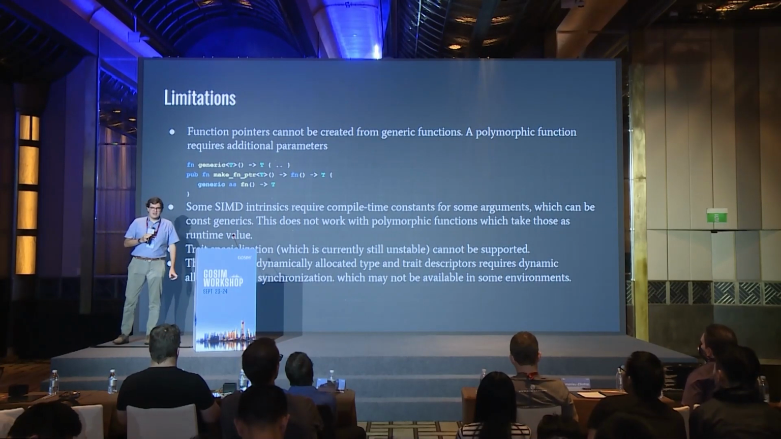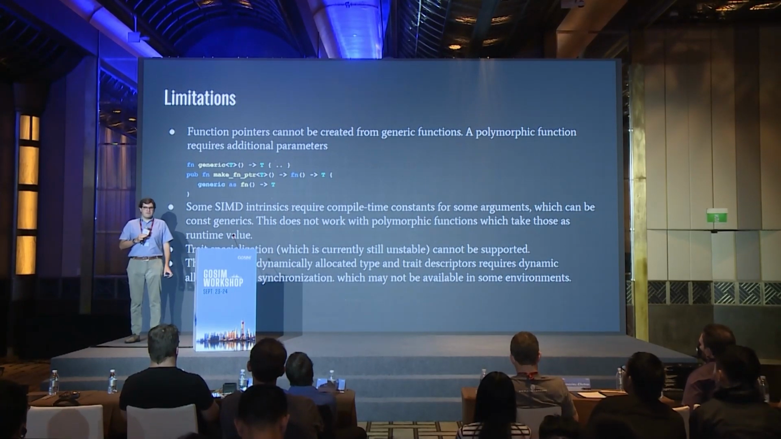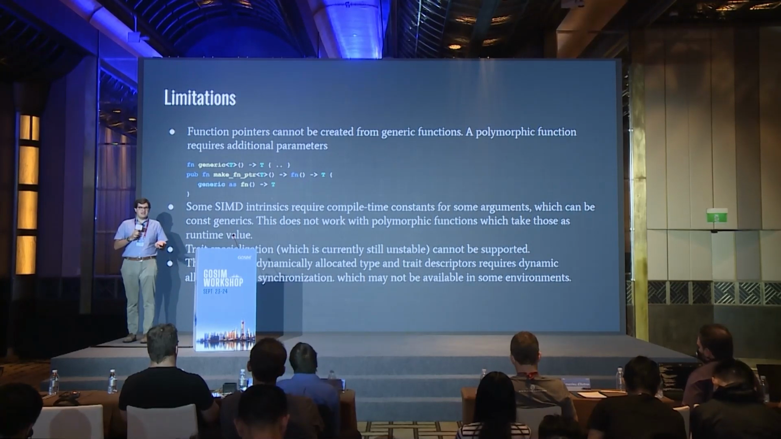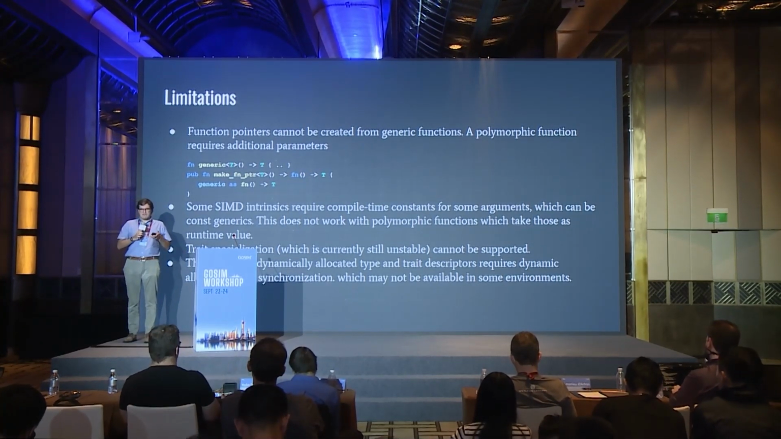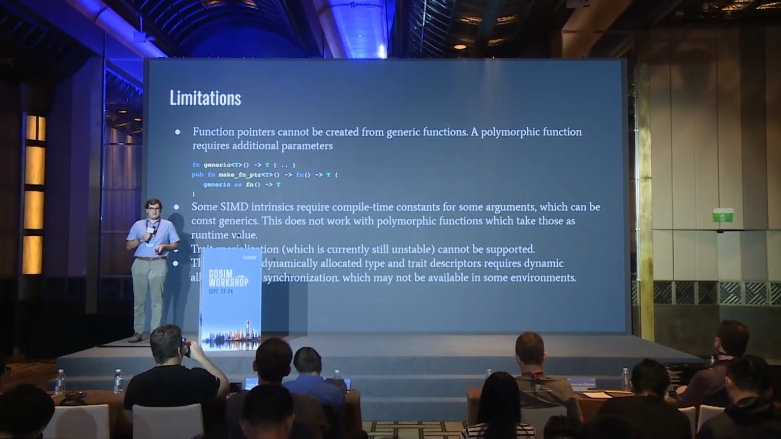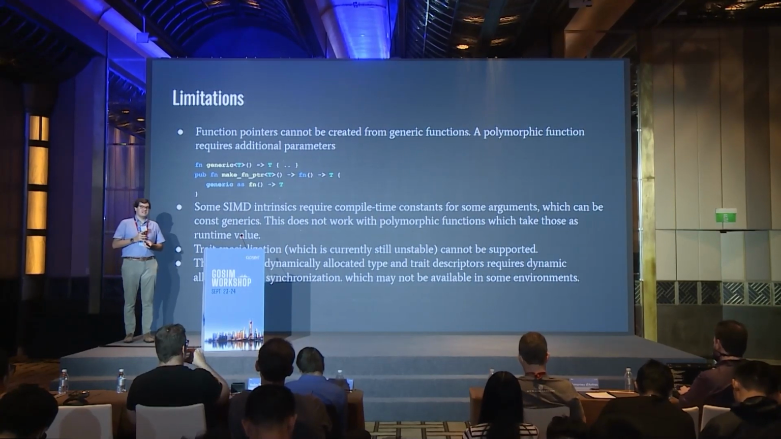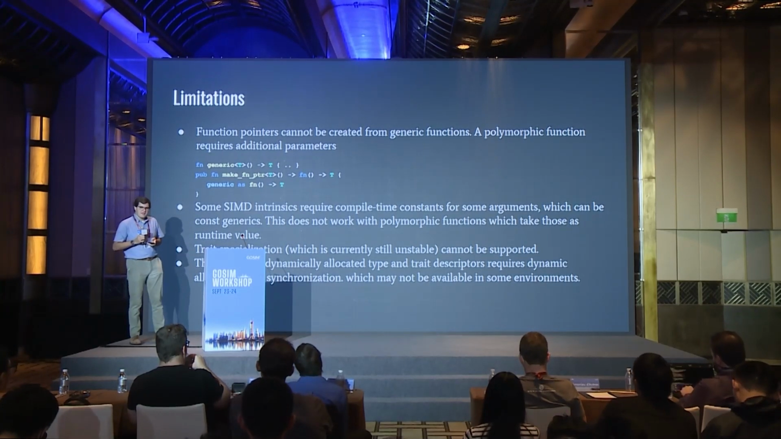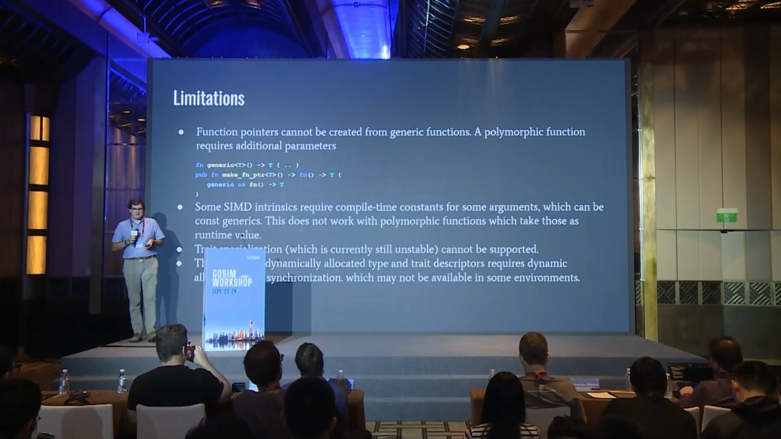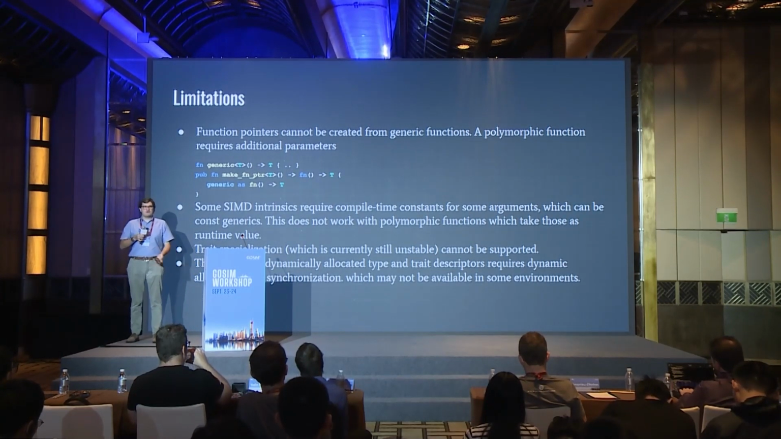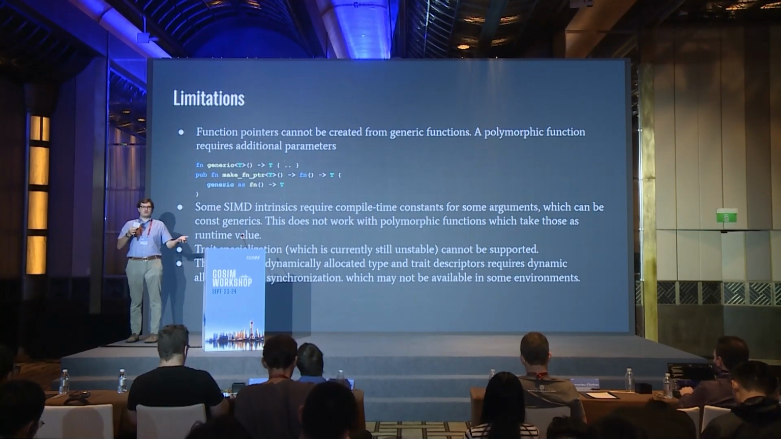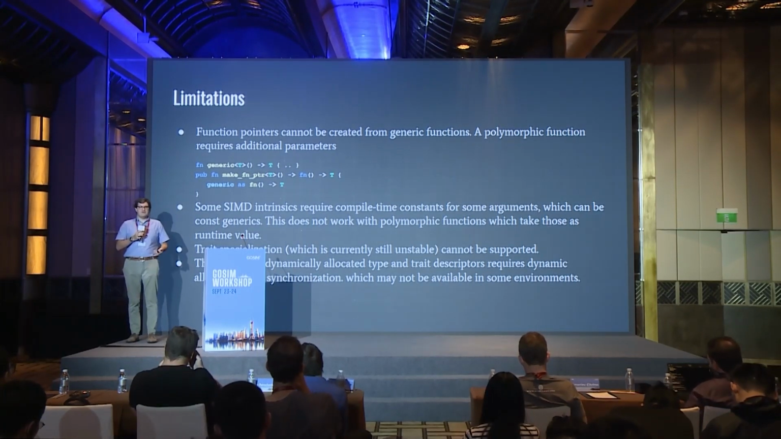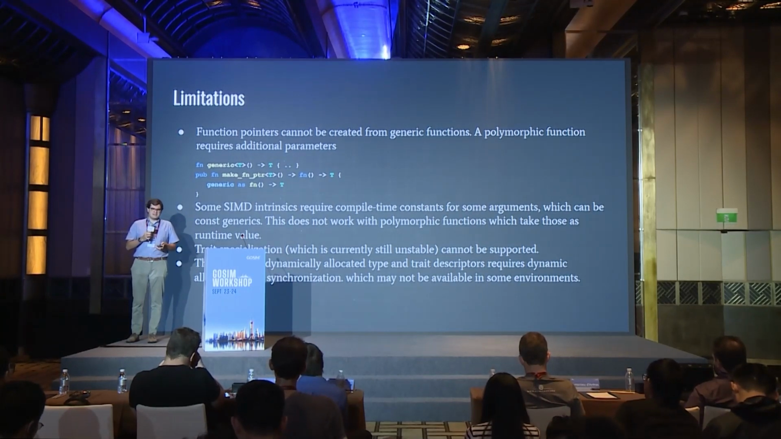Some SIMD intrinsics actually require compile time constants for some arguments. And these can be const generics, which again doesn't work with polymorphic functions, because LLVM actually requires a compile time constant for these intrinsics and will probably crash the compiler if it's given something that's not a compile time constant. Trait specialization, which is still unstable, requires knowledge of all traits that a type implements. That's not available to a polymorphic generic because it only receives information for traits that are explicitly specified as trait bounds.